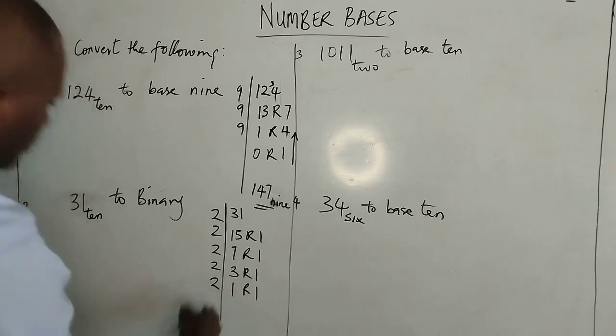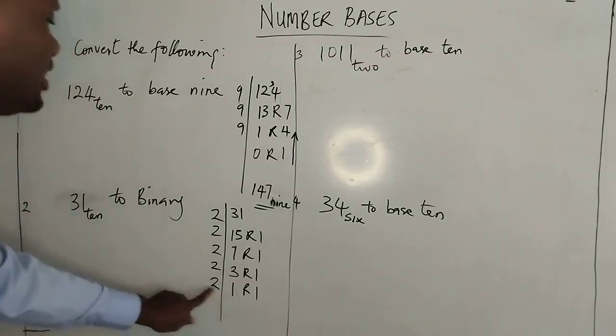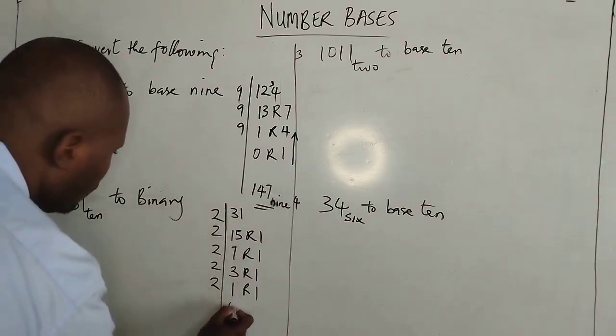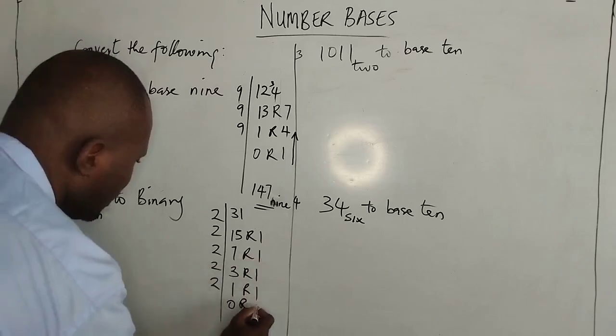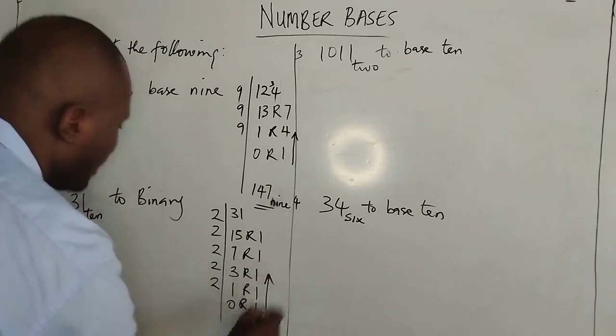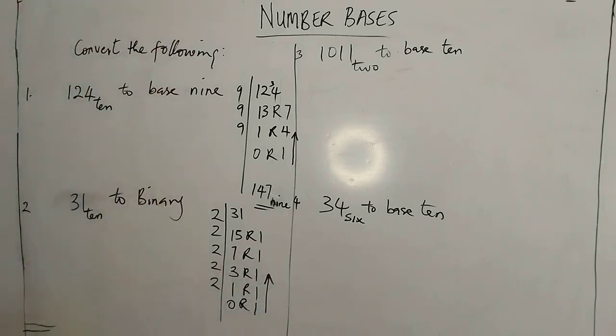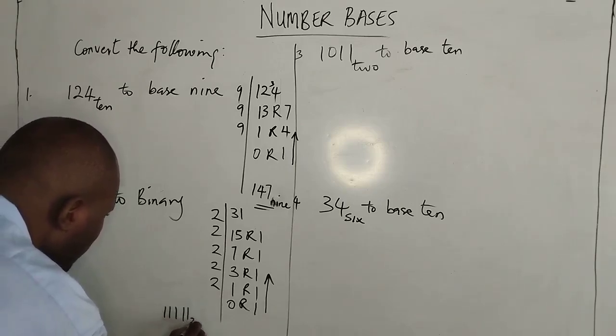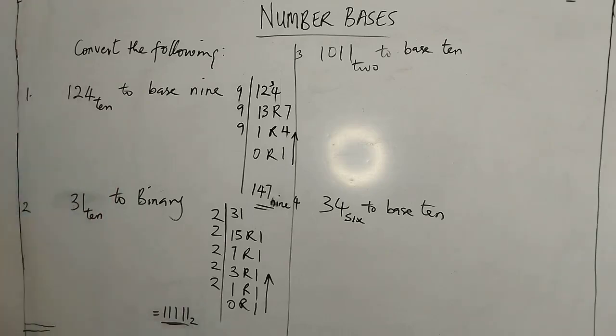2 divide 1. Now, the dividend is less than the divisor. So you write 0 and carry that dividend to write it down as the remainder. Now, you read upwards. Our final answer is 11111 base 2. That's our final answer.